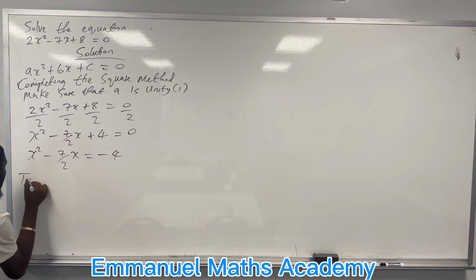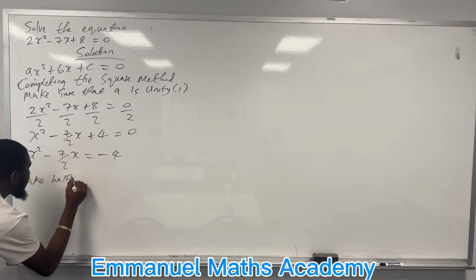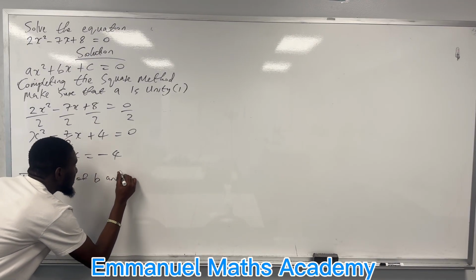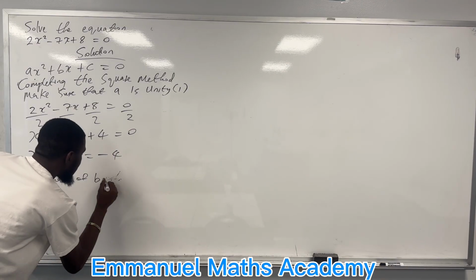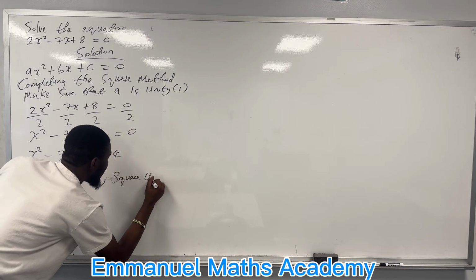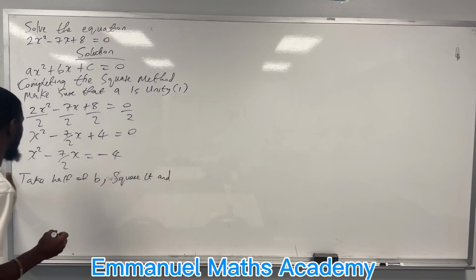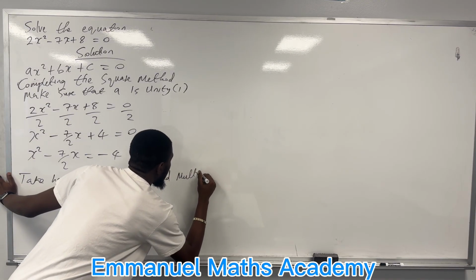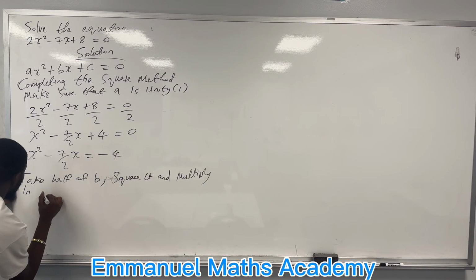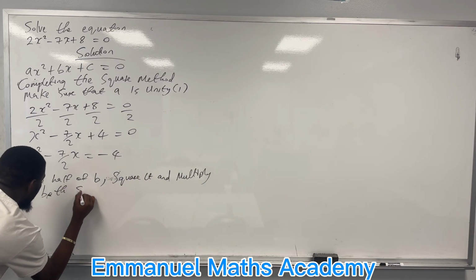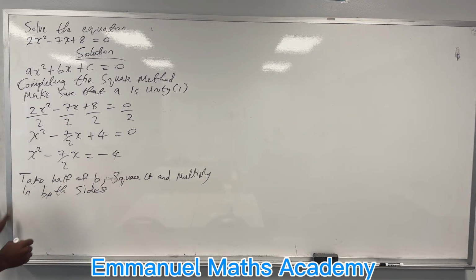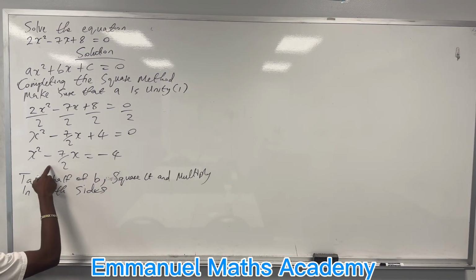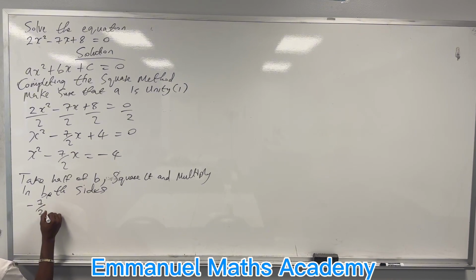So take half of b, square it, and multiply in both sides. If we do that, look at what we mean. This is b, right? So half of b is minus 7 over 2. So half of all these things, all this divided by 2. Divide it by 2, then you square it.